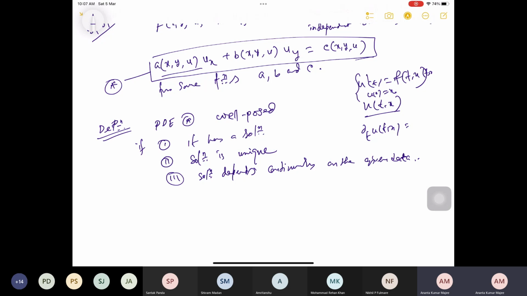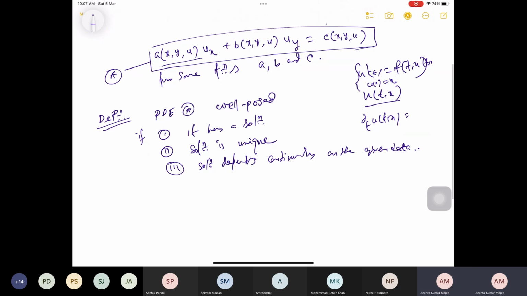That is what I'll try to write down. Before that, you consider this quasi-linear PDE, which is in this form: A ux plus B uy equals C, where A, B, C are functions of x, y, and u. Everything is something like that. You have to assume that A, B, and C are continuous. So assume that A, B, and C are continuous.